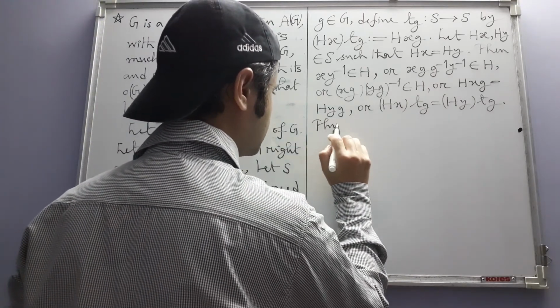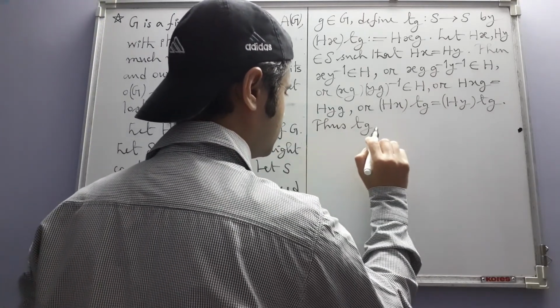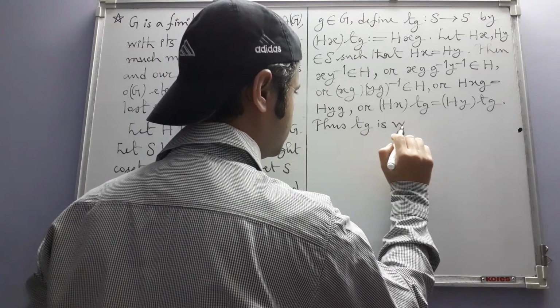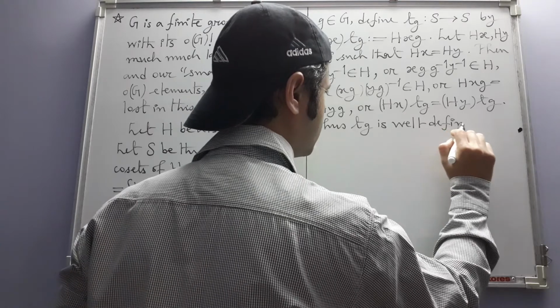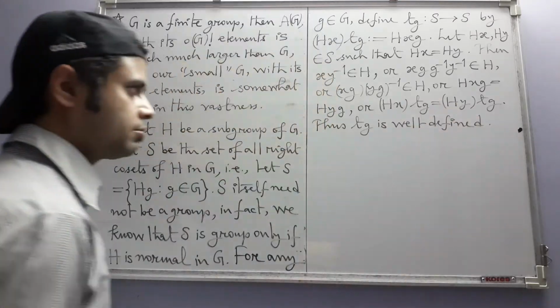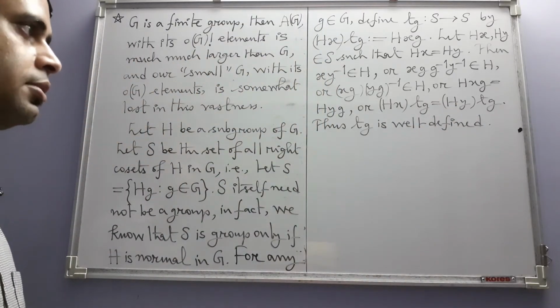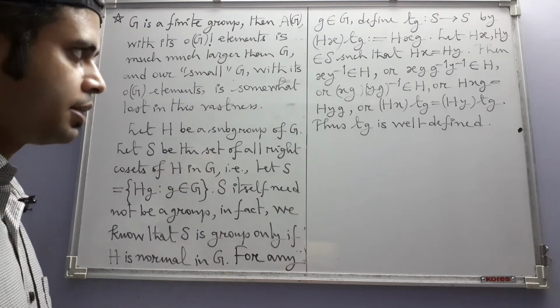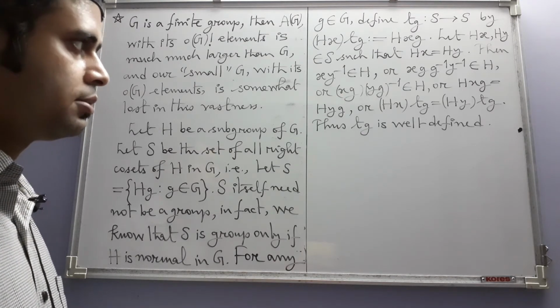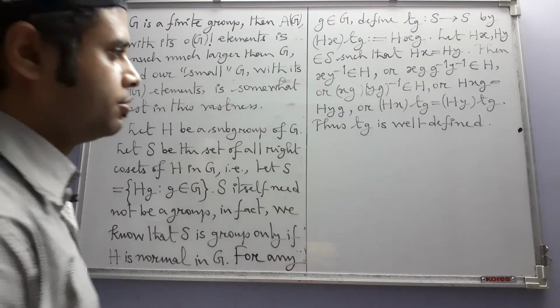Thus now we can say Tg is well defined. Next, same as what we did with tau g, the next thing we need to show is that Tg is 1-to-1 and onto.